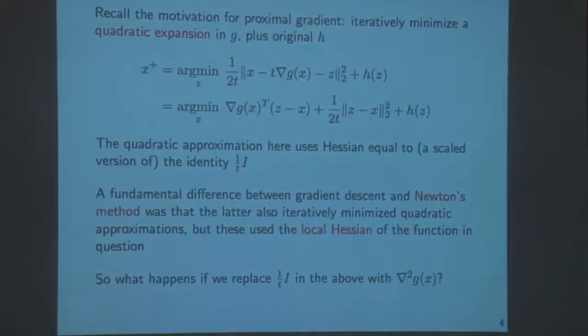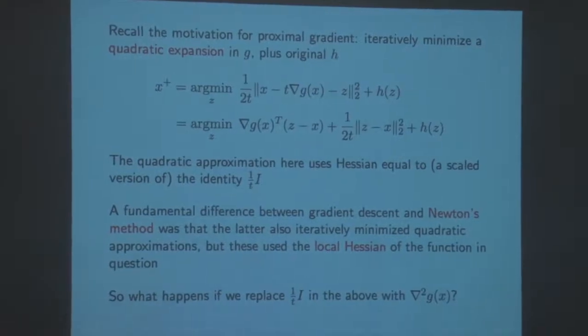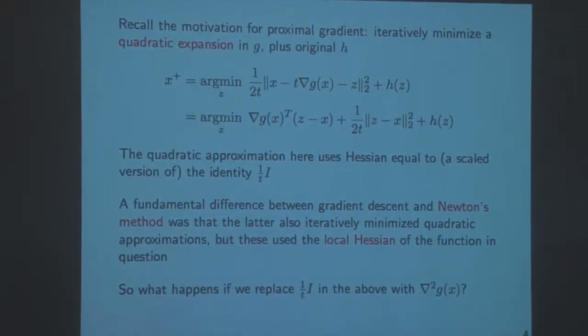What was the fundamental difference between Newton's method and gradient descent? Well, think about them both in this context. They both iteratively minimized quadratic approximations. But gradient descent used this one, didn't have any h, but it used this one. And Newton's method used the Hessian. Instead of using a scaled version of the identity, it used the Hessian of the function. So it was a better quadratic approximation in some sense, in terms of how accurate it was.